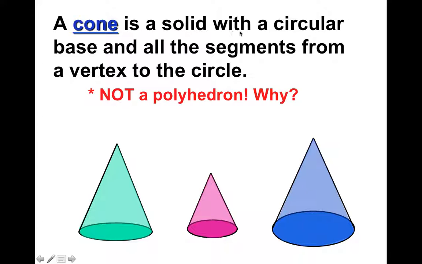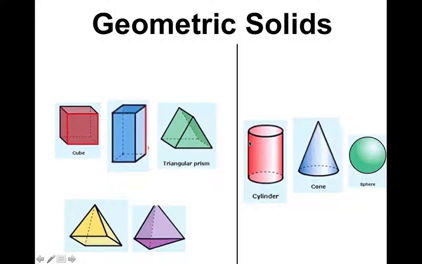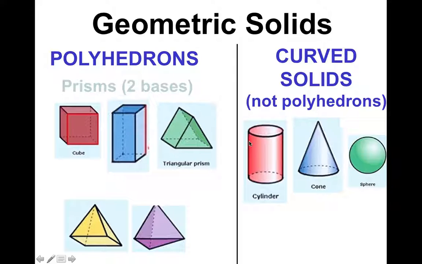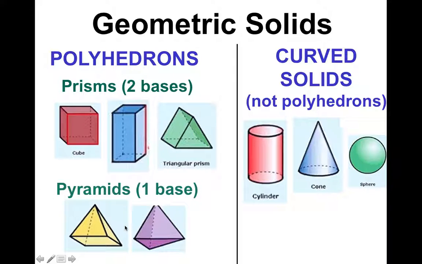So a cone is a solid with a circular base and all the segments from a vertex to the circle. So from that vertex, imagine all these segments connecting down to the circle. Imagine infinite segments going down, and that's what makes that surface. And that's the cone. Alright, next we have all the solids again. Remember, there's polyhedrons, curved solids, and under polyhedrons we have prisms with two parallel bases that are congruent, and pyramids with only one base.